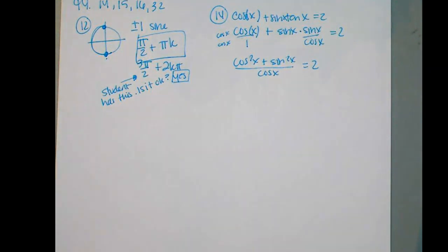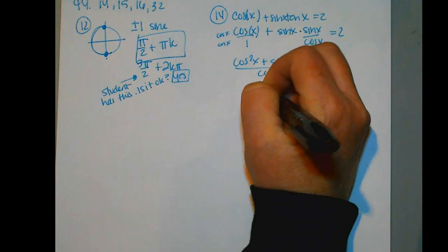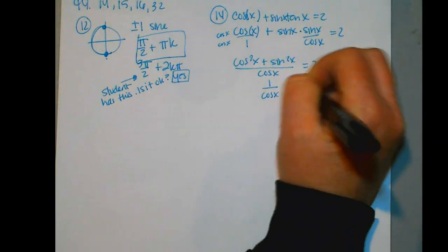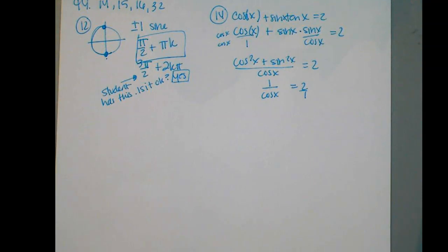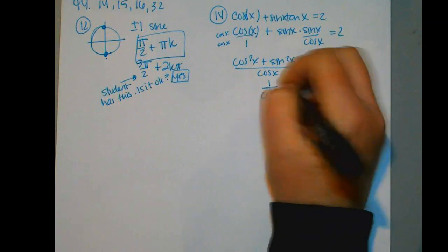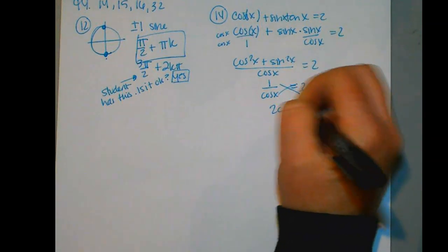How about cosine squared plus sine squared? How much is that? That's 1. So 1 over cosine of x equals 2 over 1. Now what? You can multiply both sides by cosine of x. You can cross multiply. You can actually take the ratio and just flip it over, which is what happens if you were to cross multiply. Let me just show you that that's legal.